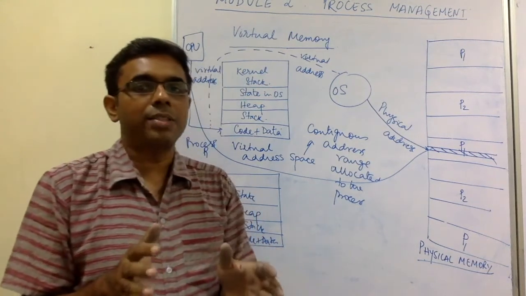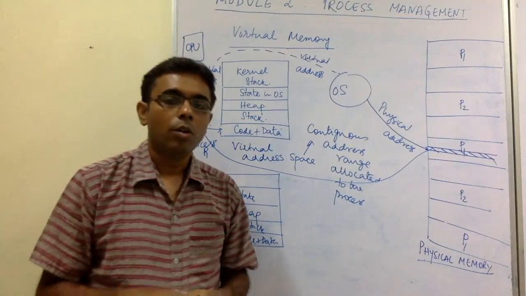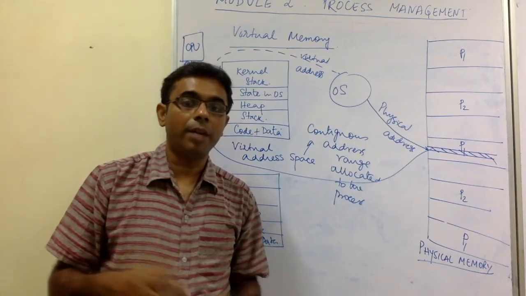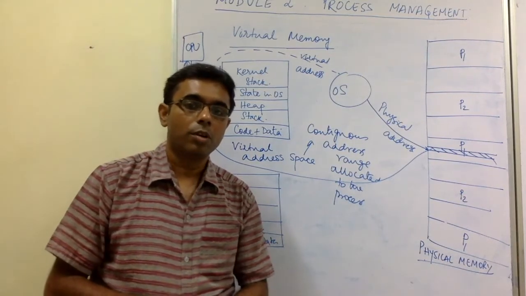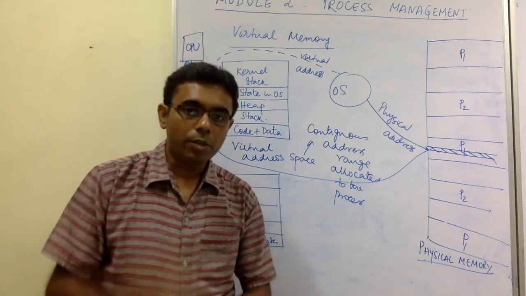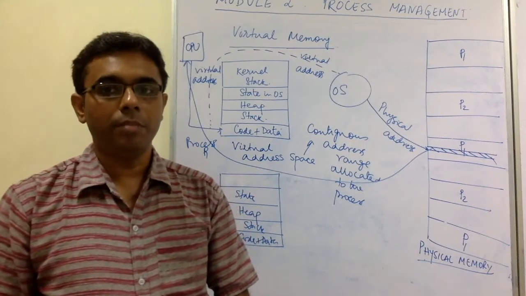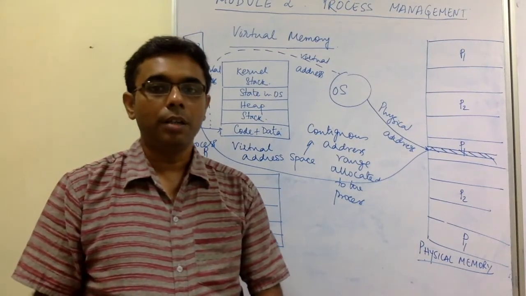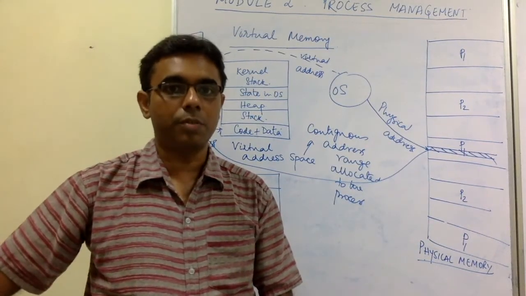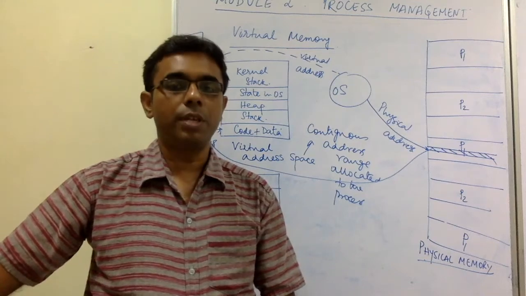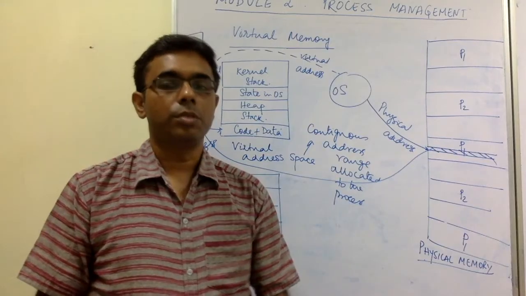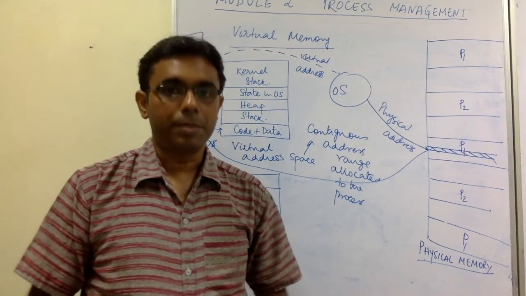Once this allocation has been done, the CPU, when it generates an address, generates it keeping in view the virtual address map. So obviously the address that is generated is a virtual address, but it is interpreted by the operating system, and the operating system in turn understands what that corresponding address means in the physical memory. It goes to the physical memory, accesses that instruction from there, and provides it to the CPU. So this is how virtual memory helps.